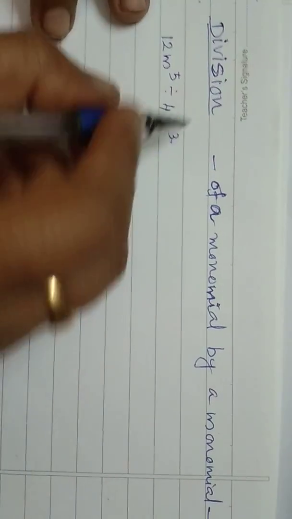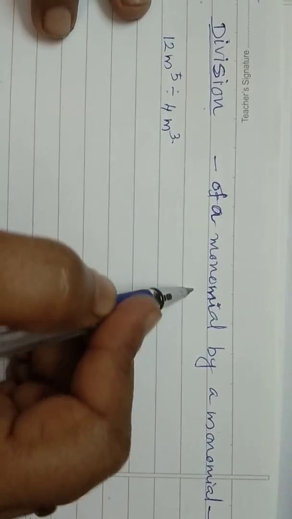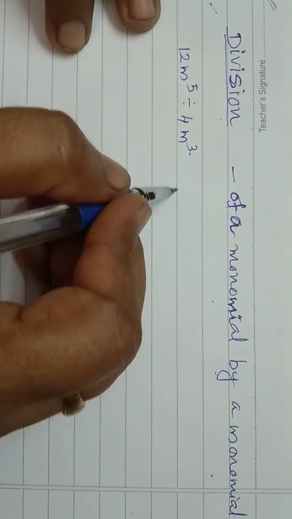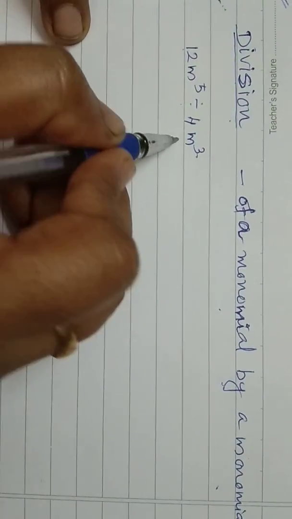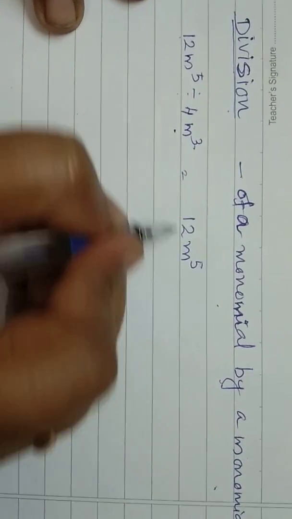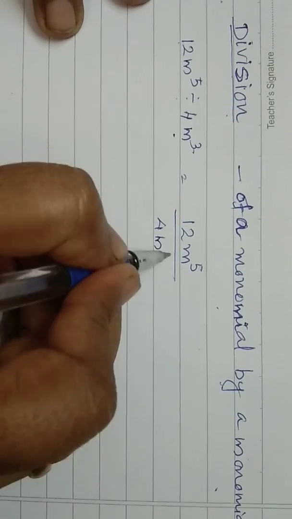Hello children, today we discuss division of a monomial by a monomial. That is an algebraic expression. How will you divide the algebraic expression? Here is a monomial divided by another monomial. That means we have to write it in fractional form: 12 m raised to 5 by 4 m cube.